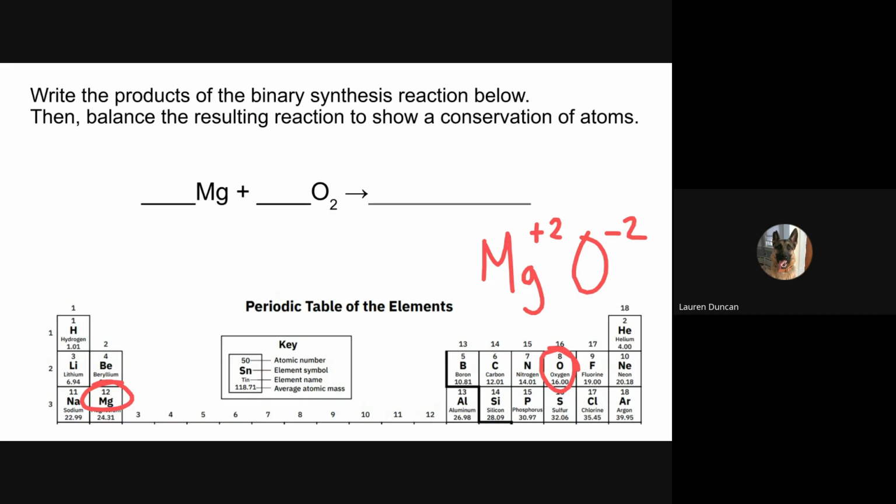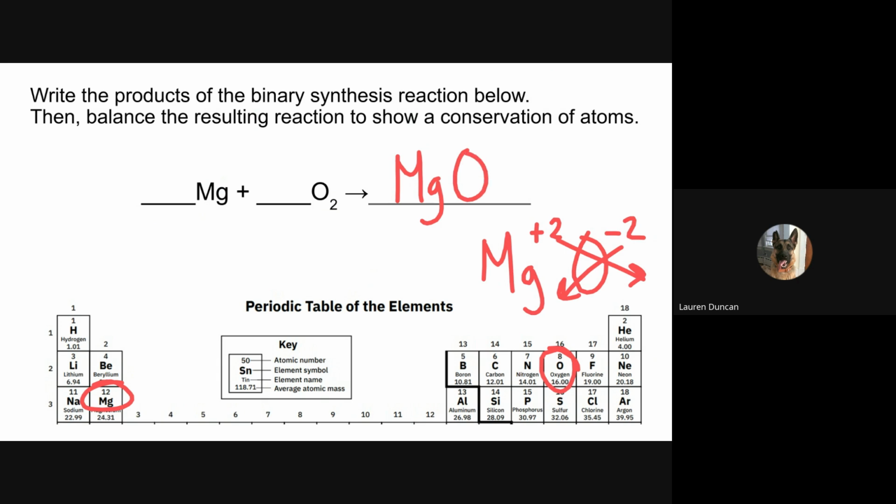So it's -2. Plus 2 and minus 2, they directly cancel out to 0. So you would just need 1 magnesium per 1 oxygen to make a neutral compound. Or you do that cross down trick that I taught you in class. You would get 2 to 2, which you would then need to remember to simplify down to 1 to 1.